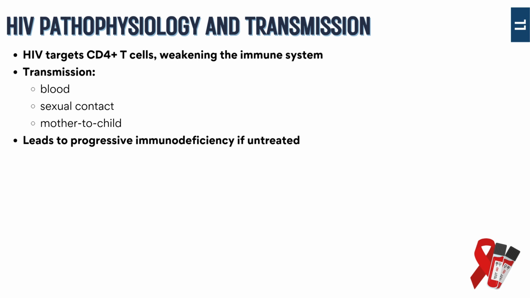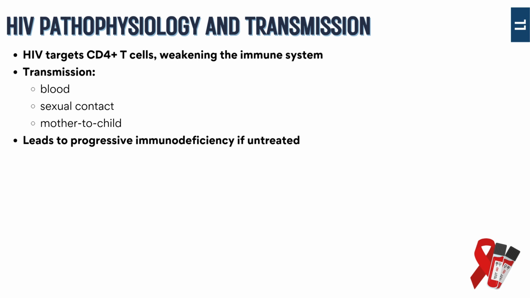So let's talk about HIV. Okay, HIV, or human immunodeficiency virus, primarily targets CD4 T cells. Okay, T cells are those fighter cells, remember? And so it gradually weakens the immune system, leaving the body vulnerable to infections. HIV is transmitted through blood, sexual contact, and mother to child.